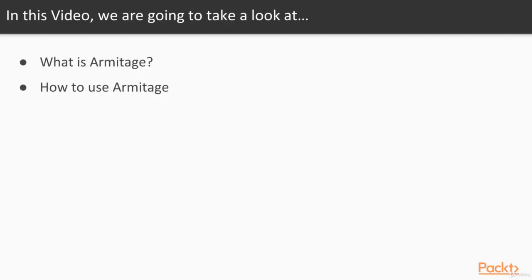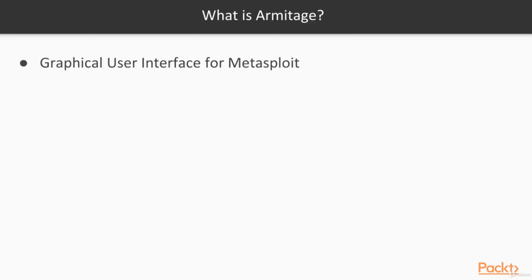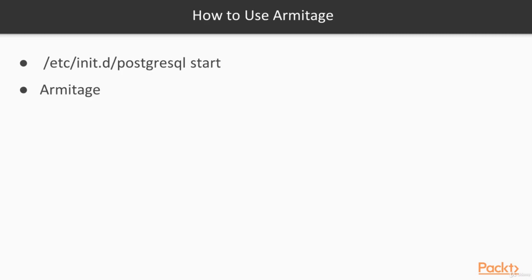Armitage. In this video, we're going to take a look at what is Armitage and how to use Armitage. So what is Armitage? Armitage is a graphical user interface for Metasploit. Go ahead and start up your virtual machines of Kali Linux and Metasploitable 2 if you haven't already. And we'll go over how to use Armitage.